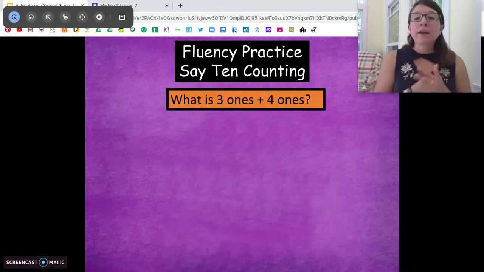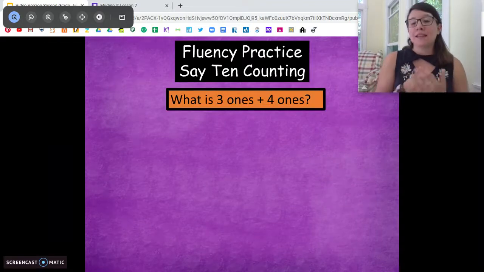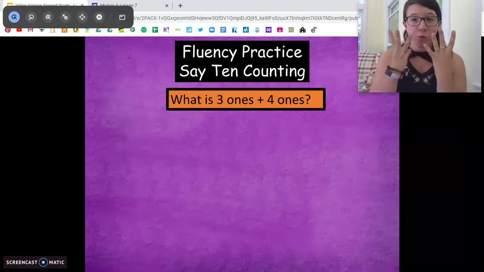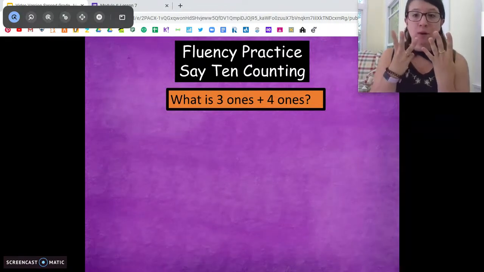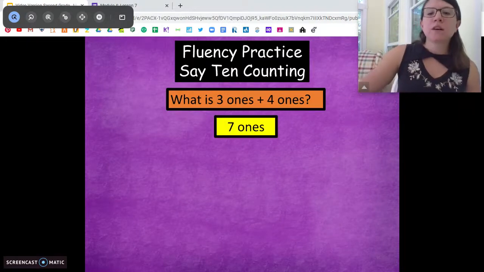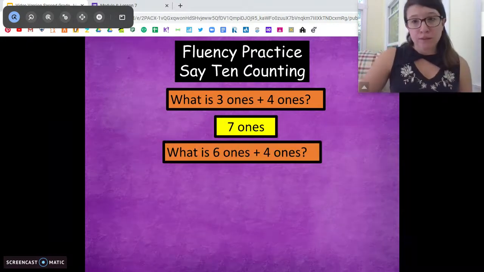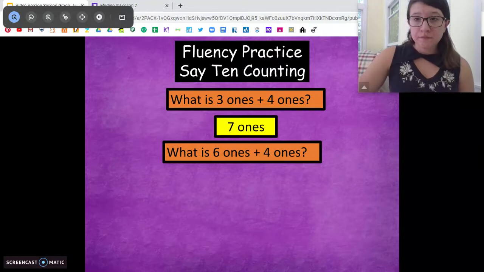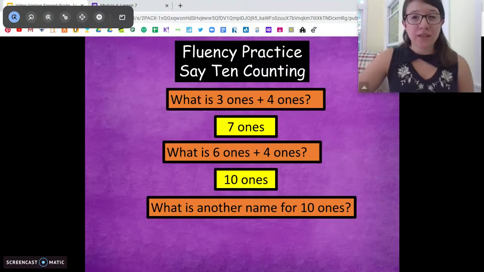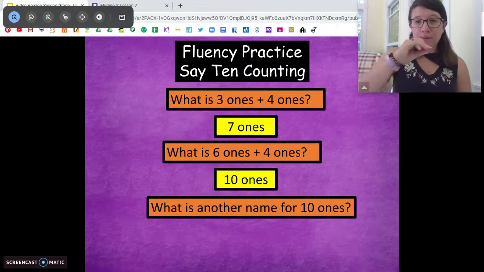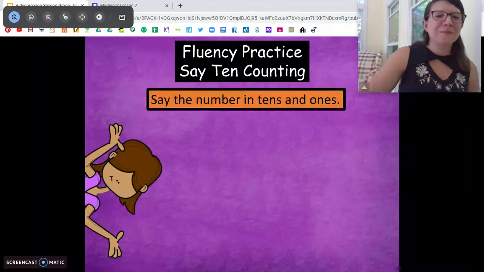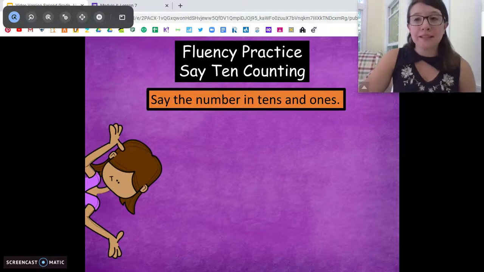Awesome. All right, so now we're going to practice counting and adding the say 10 way. So what is 3 ones plus 4 ones? How many ones is that? 7 ones. Awesome. What about 6 ones plus 4 ones? Is 10 ones. Good. What's another name for 10 ones? If we have those 10 ones, what can we call that? 1 ten. Awesome.